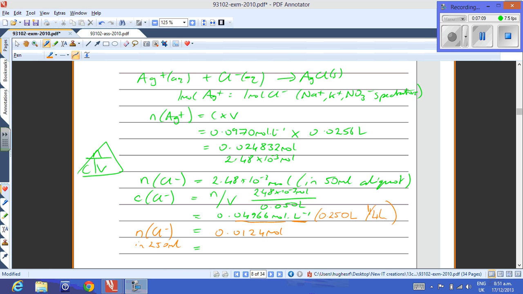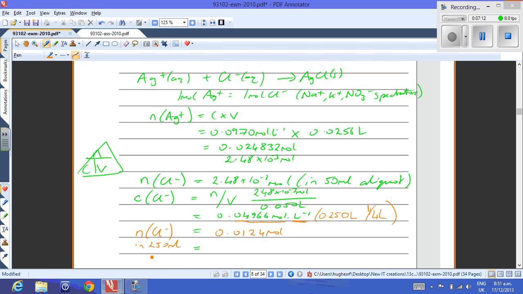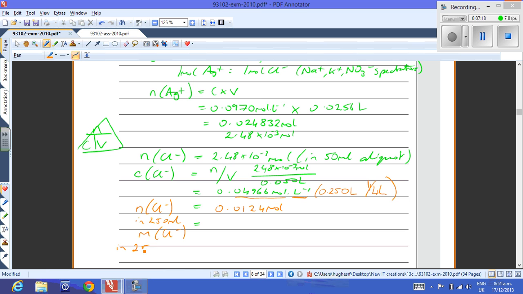So with this 0.0124 moles, we can get the mass of chloride ions in the 250 mL sample, in the 250 mL volumetric flask. The mass of chloride ions is equal to the moles times molar mass, which is 0.0124 moles multiplied by the molecular mass of chloride, 35.5 grams per mole, and that gives you a mass of chloride ions in 250 mL of 0.4402 grams.